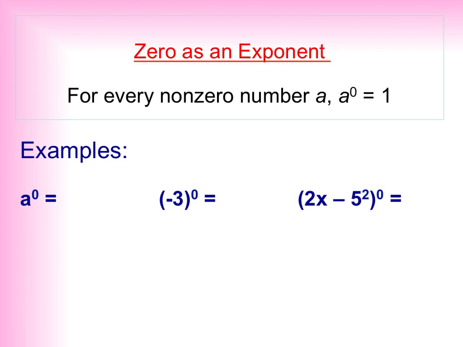So a to the 0 power is obviously 1. Negative 3, because both the negative and 3 are in parentheses, to the 0 power is 1. And I know there's all this stuff going on in parentheses, but because the whole group of parentheses is to the 0 power, the answer is still just 1. So that should be easy.